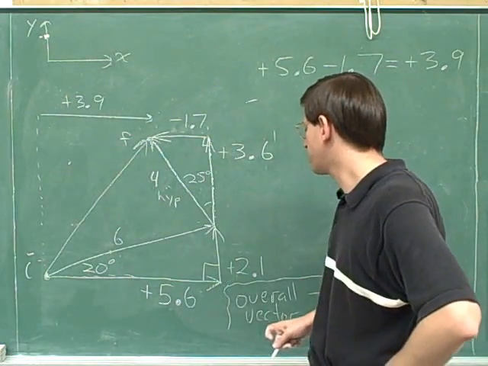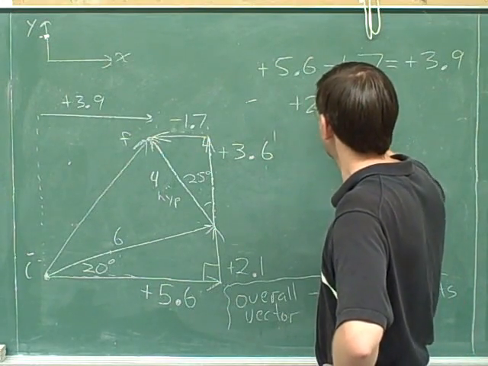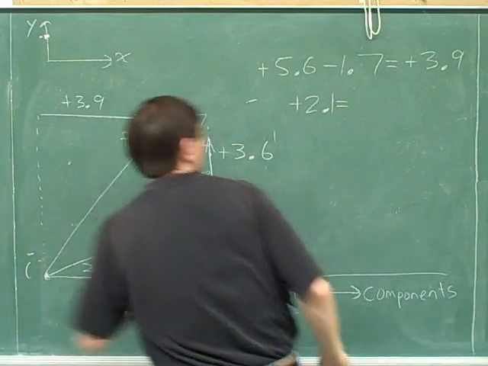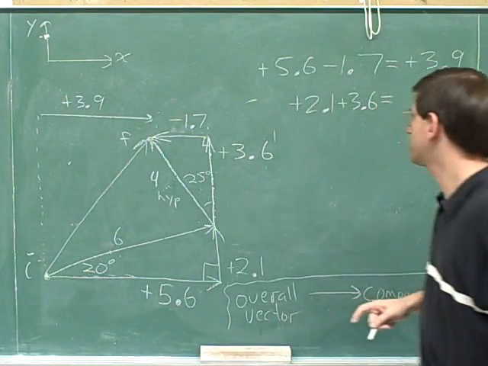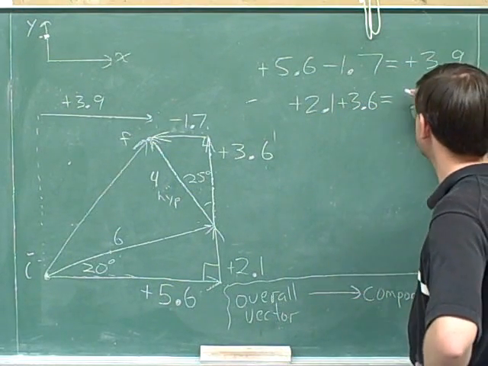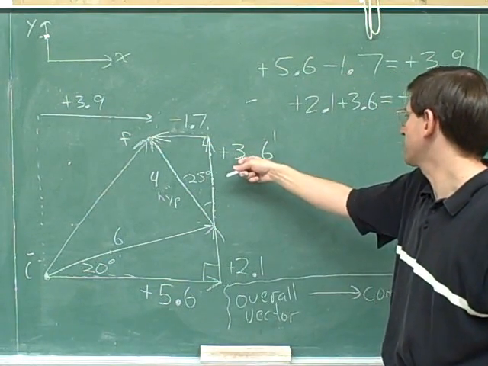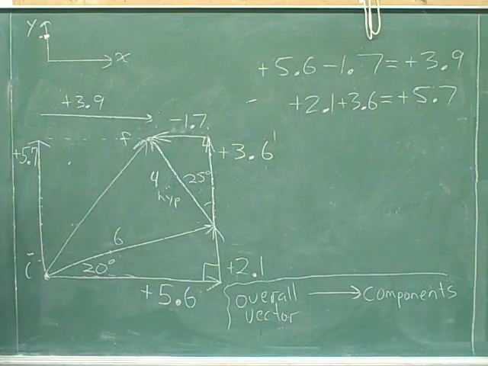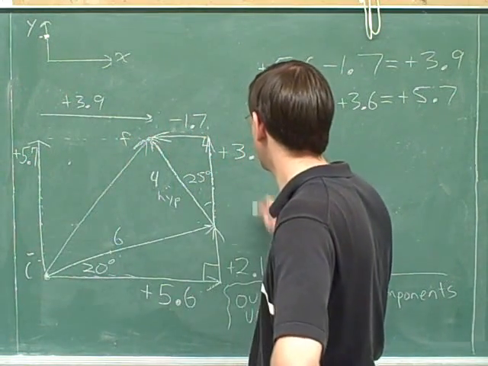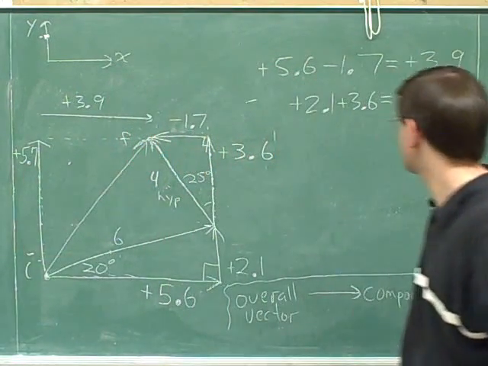How about vertically? Well, first we walked 2.1 meters up, and then we walked another 3.6 meters up. So we just add those together to get that, in total, we went positive 5.7 meters up. First we went 2.1 meters up, then we went 3.6 meters up. In total we ended up 5.7 meters above where we started.